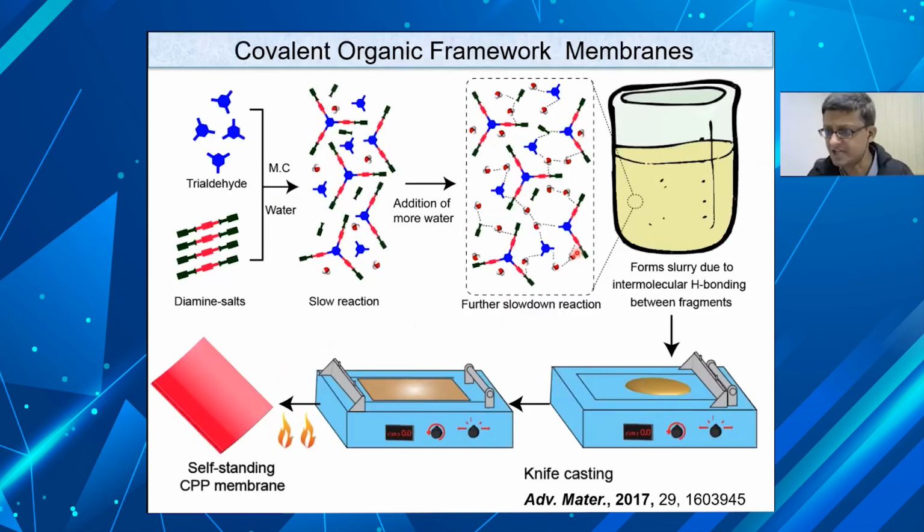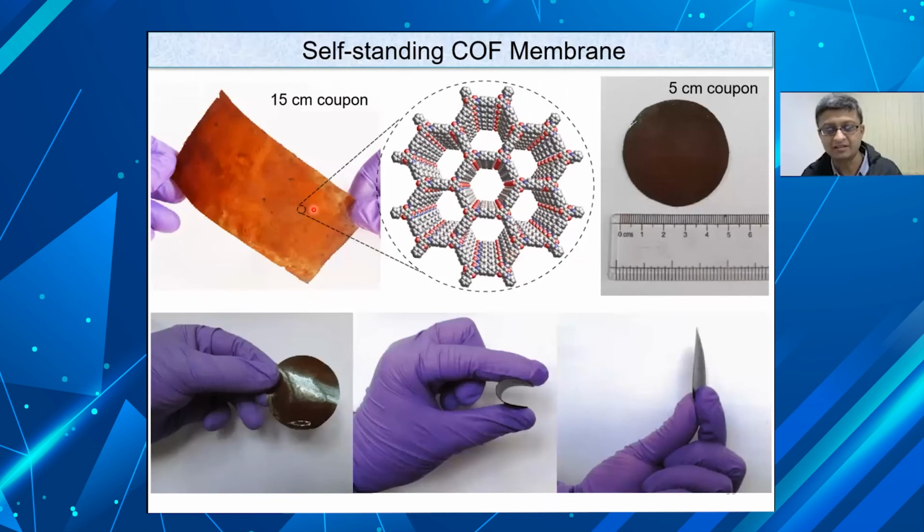Okay, now I'll finish it. I'm running out of time. So if you want to make a thicker membrane, a heavier and larger one, what you could do is the same thing: just mix aldehyde and amine into one pot, make a slurry, and then add it into a knife caster, and just do a knife casting with a little bit of heat, and you should be able to make much thicker coupons out of it.